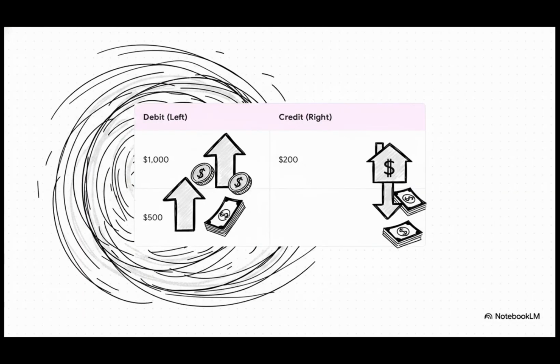So check out how this works. That starting $1,000, that was a debit, so it goes on the left. The $500 we earned from the sale, that's more cash coming in, so it's another debit. It joins the $1,000 on the left side. And that $200 for rent, that was cash going out, a credit, so it goes all by itself over on the right. See that? The chaos is sorted.